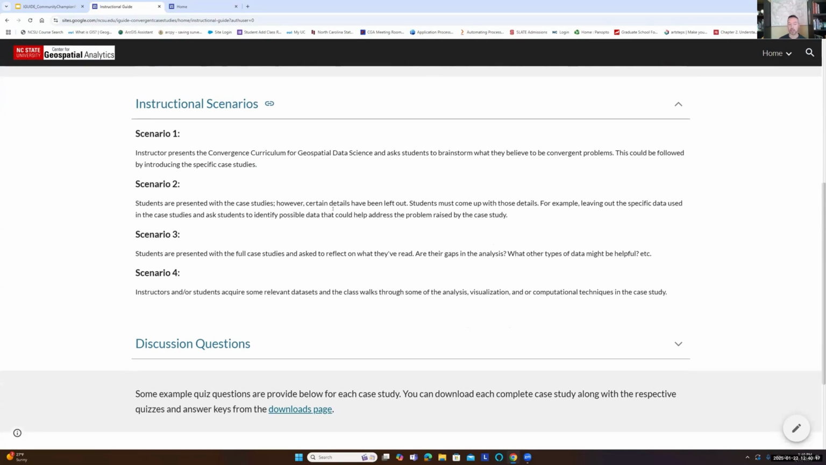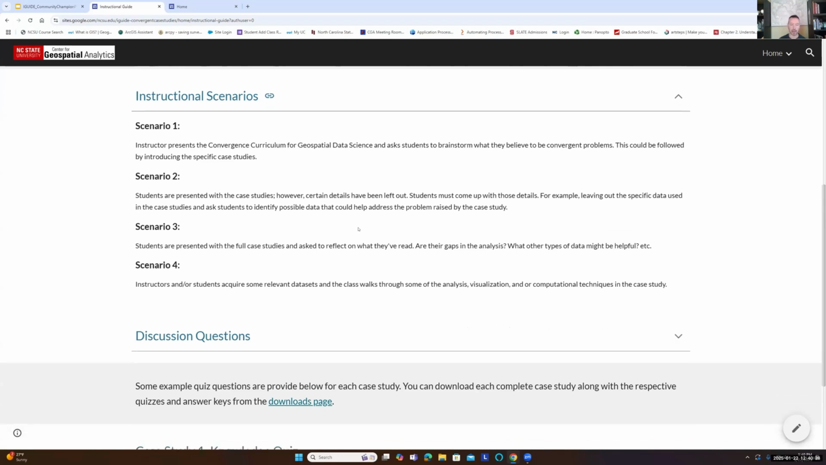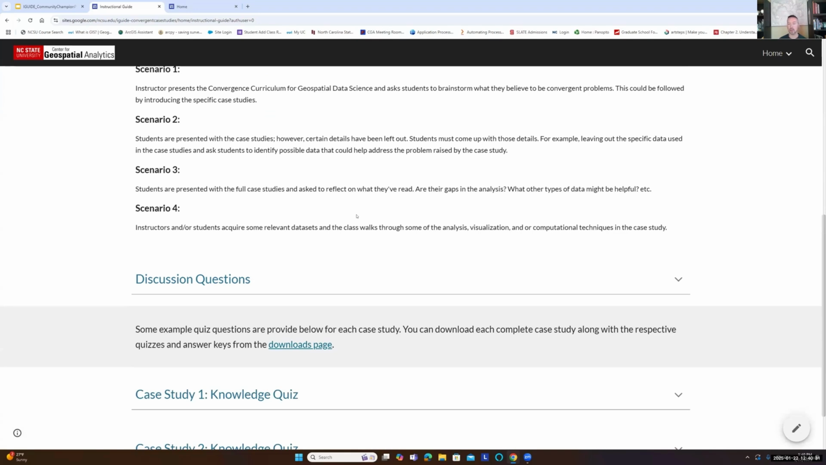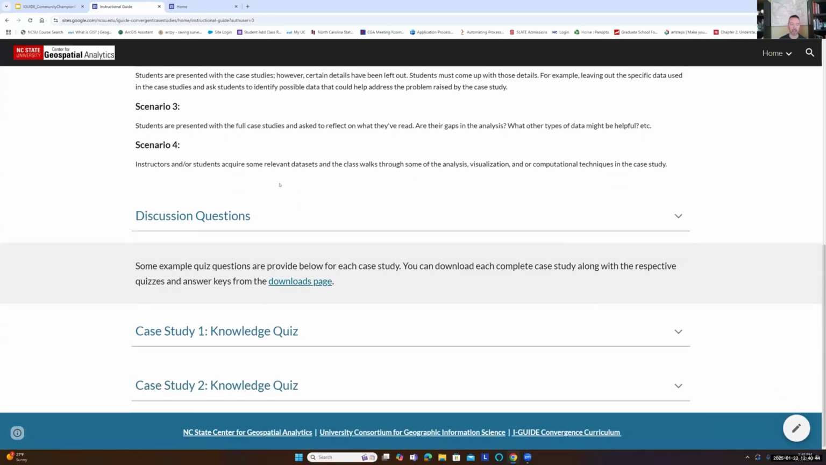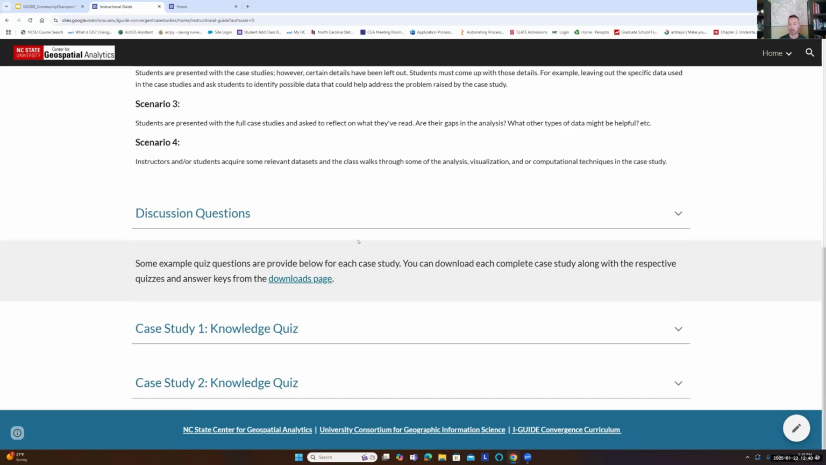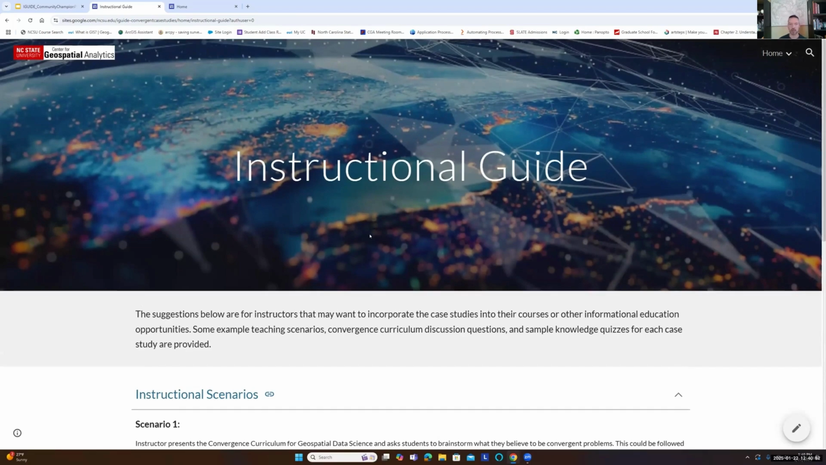Third scenario, you can present the full case study and really just do reflections with students, ask them, are there gaps that they see in those case studies, other types of data that might be helpful, etc. And then obviously you can build off of this to really go into acquiring some of these data sets, walking through some of the analysis and visualization down the road, depending on the level that you want to teach at. I also created, as part of this, just some initial knowledge quizzes that could be used to help guide students and teach students some of the lessons.